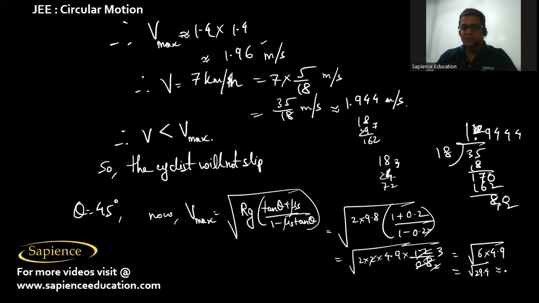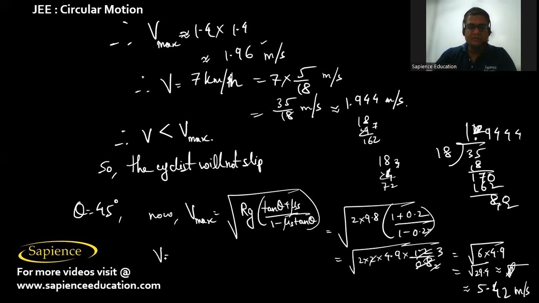So root over 29.4 is approximately 5 point something, 5.4 approximately, 5.42 approximately meter per second.